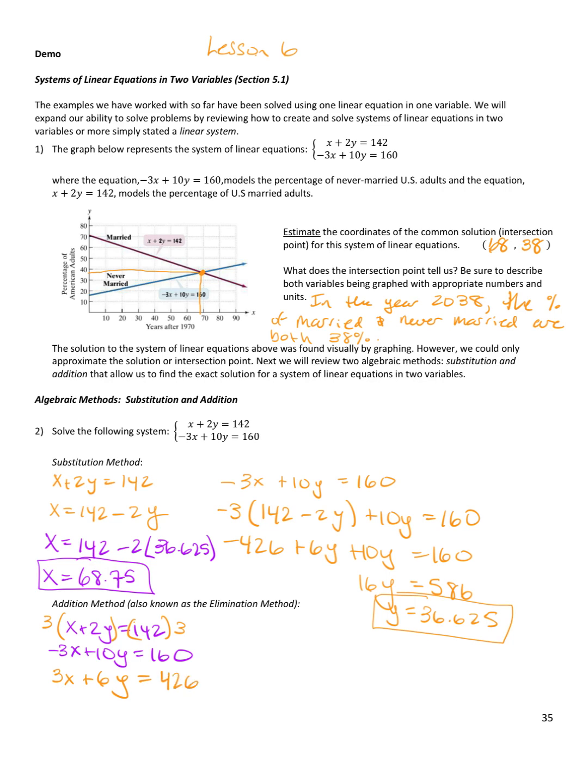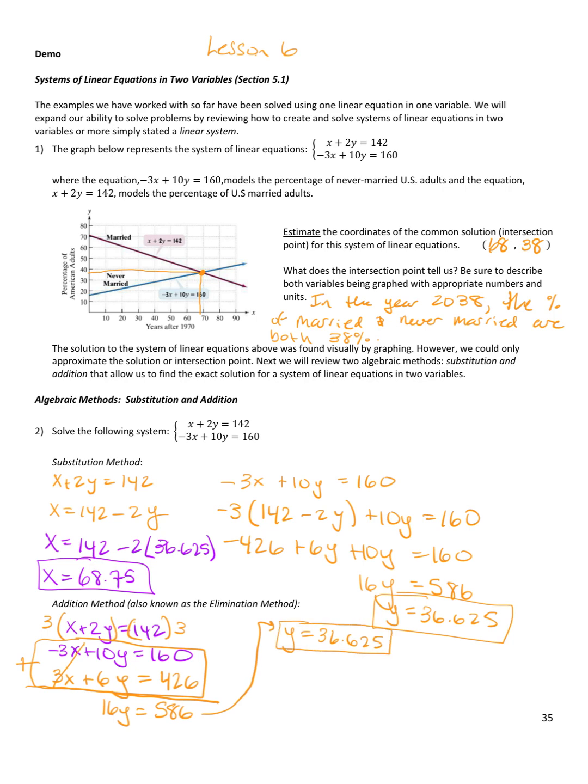And then I can add these two equations together. When I add these, my negative 3x and my 3x cancel. I have no x's left, and I have 16y equals 586, which tells me that y is 36.625. Same thing I got using substitution.